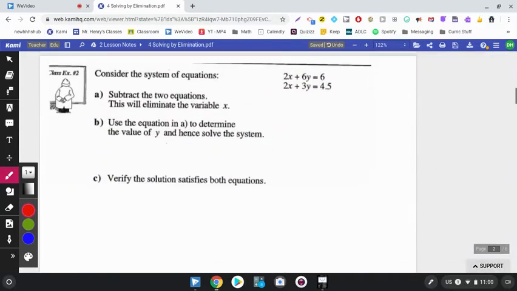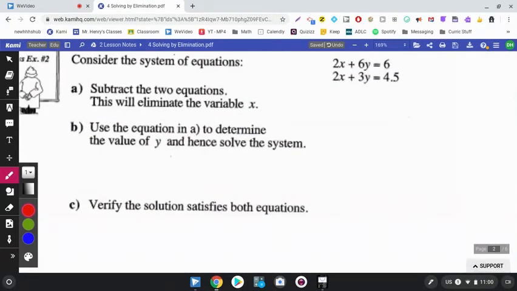All right. Let's do another example. Consider the system of equations. 2x plus 6y equals 6. 2x plus 3y equals 4.5. This one, it's already stacked up on top of each other. That's really nice. I'm looking to do elimination. And I look at the y's this time. Well, no. 6y and 3y, those have different coefficients. 2x and 2x, hey, my x's have the same coefficient, okay? So I'm already on the right track. I'm seeing ways that I could eliminate them.